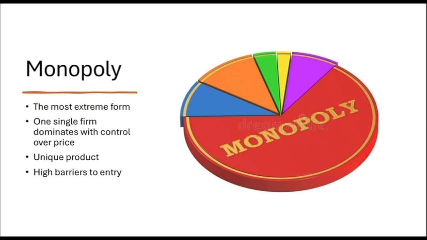Starting with monopoly, this is the most extreme form of market power. A monopoly is when one single firm dominates the entire market with a unique product that has no close substitutes. Because of this, the firm has significant control over the price. Usually there are very high barriers to entry, things like government regulation or extremely high startup costs. Examples can include utilities like water or electricity in many countries. In a monopoly, consumers have little choice and the lack of competition can lead to higher prices and less innovation.